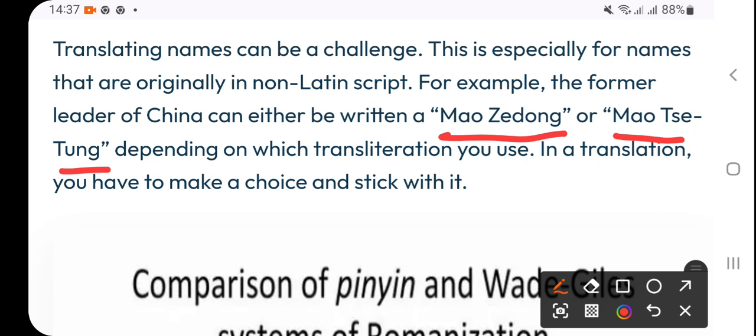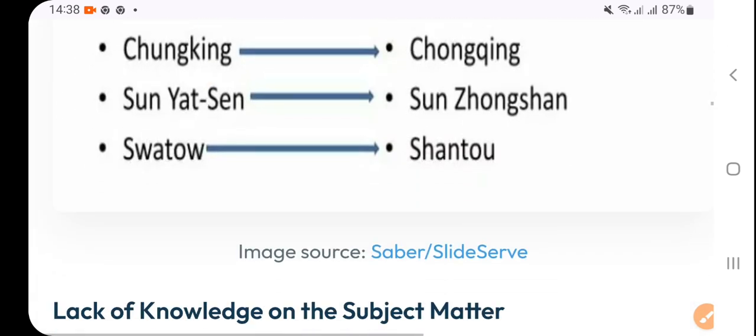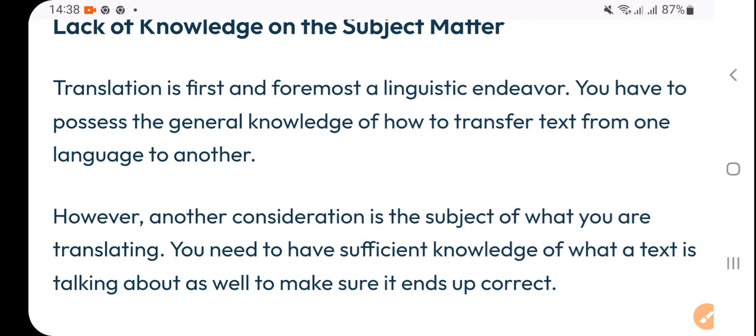So name is also a big challenge, because in a translation you have to make a choice and stick with it. So that is choice, but then you have to stick with it. Okay, now that's a comparison of these words. I'm not doing this because I don't know. But next is a lack of knowledge on subject matter.